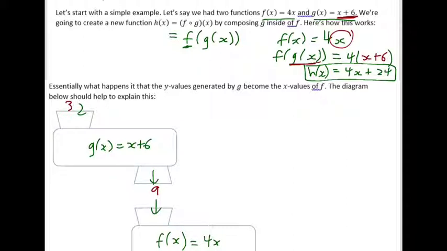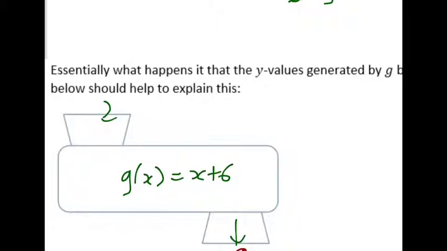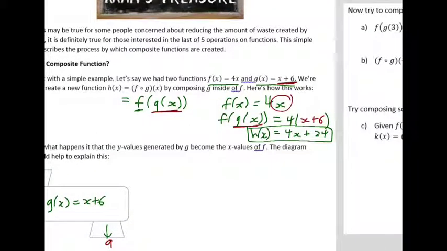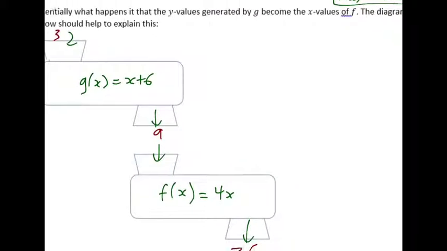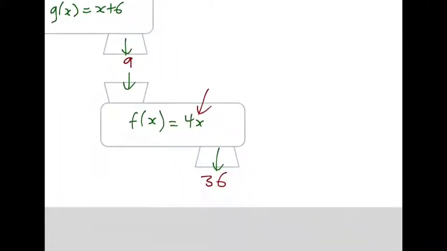Yeah, I followed you before, but now I'm confused with the 3. With the 3? I just chose 3 at random. So I just chose a random number for x, so 3, right? Put that into the inside function first. So that's add 6. Okay, that gives you 9, right? That 9 is the output of g, and it becomes the input of f. Okay, I got it now, yeah. Okay, so then you put 9 in for this x here, multiply by 4, and you get 36.